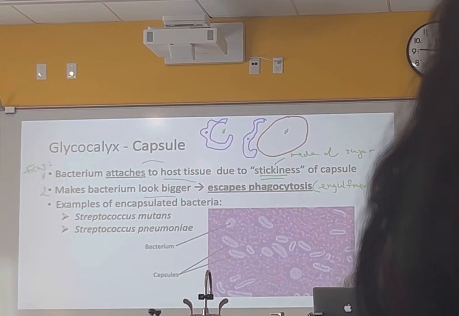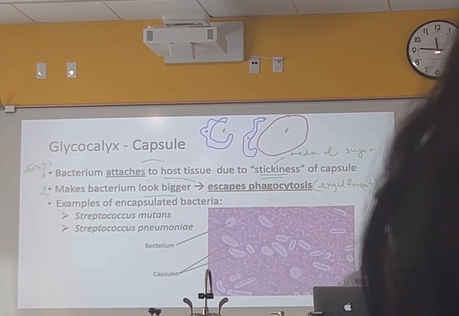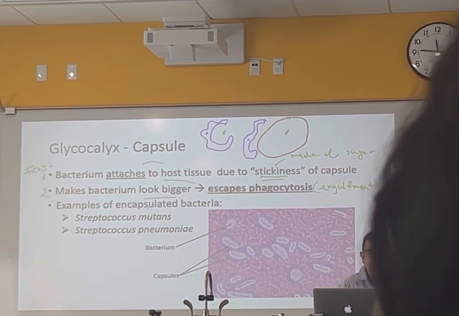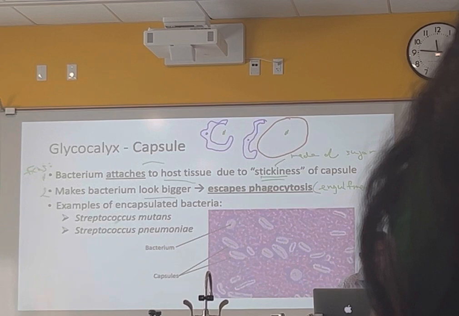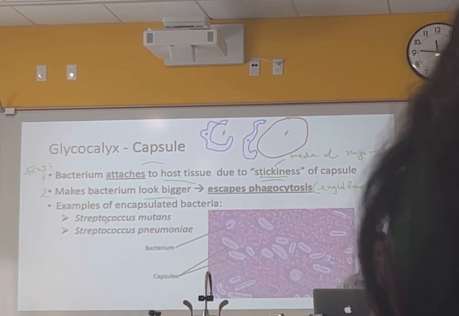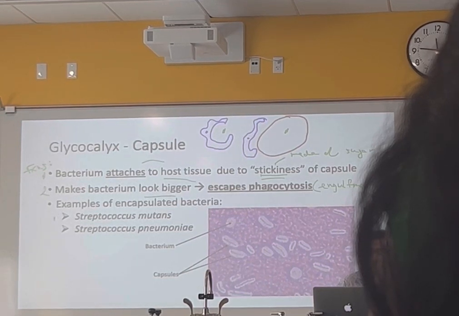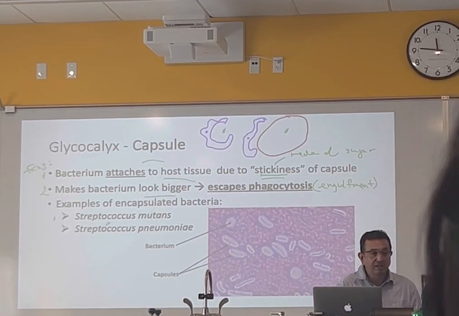Okay, here's some live examples. There's many of them. I just gave you two random examples of bacteria that have capsules. That's what we mean by encapsulated. That means that they have capsules. So a bacteria called Streptococcus mutans and Streptococcus pneumoniae. Let's look at this first one here. Let's review some old material. What's the genus name of this first one here? What is it, the genus name?